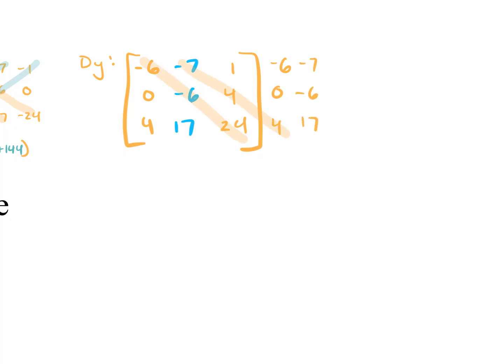Major minus minors. Negative 6 times 24 would be 864. 4 times negative 7 would be negative 112. 1 times 0 times 17 is 0. So 864 minus 112 is 752. So that's our major minus the minors.